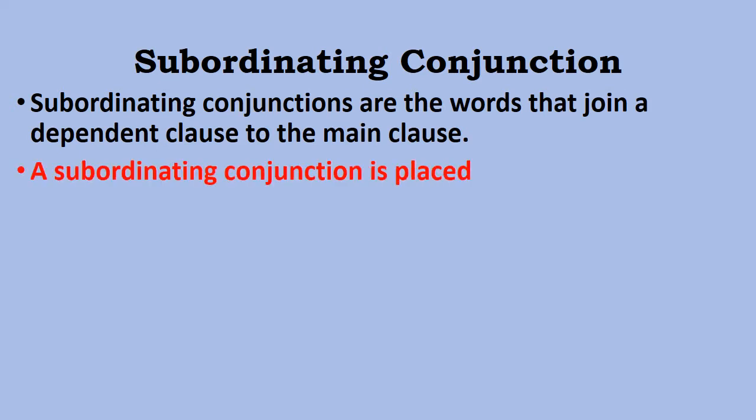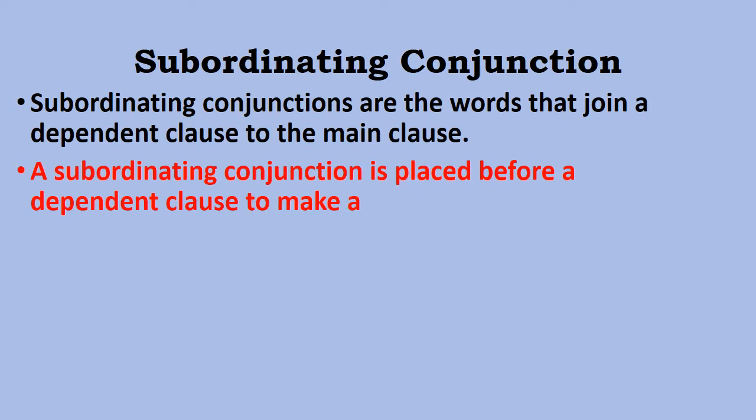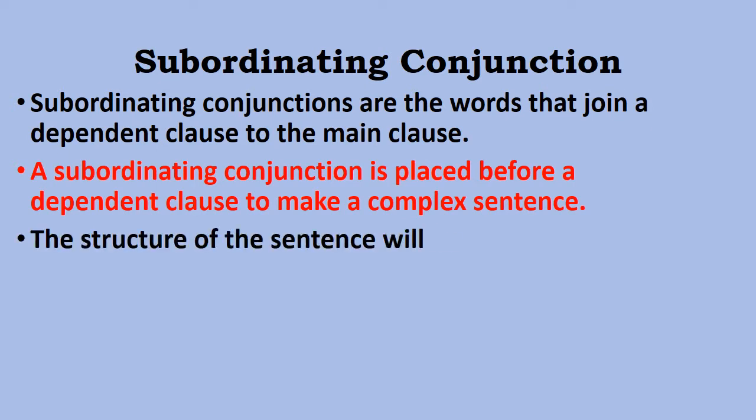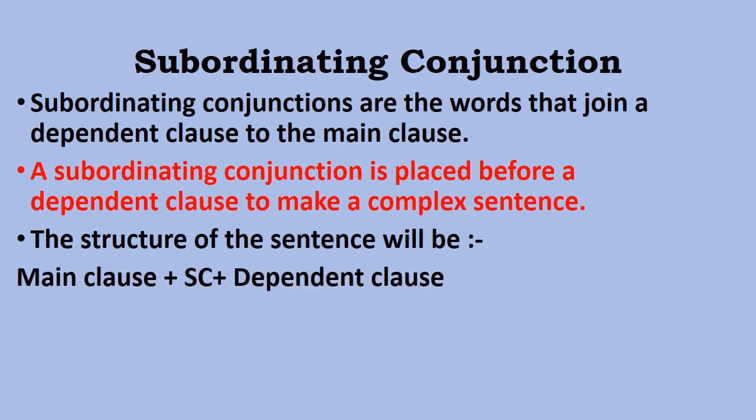A subordinating conjunction is placed before a dependent clause to make a complex sentence. So where is it placed? It is placed just before a dependent clause. The structure of the sentence will be main clause plus subordinating conjunction plus dependent clause. That means the subordinating conjunction comes between the two clauses but is always placed before the dependent clause.